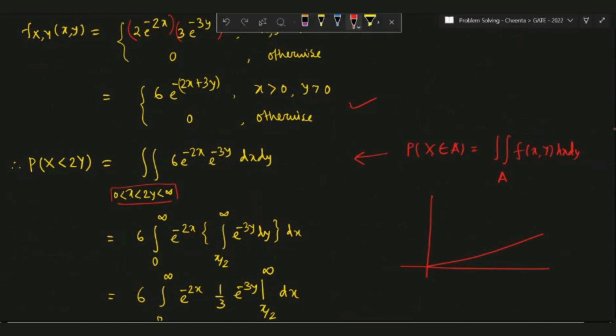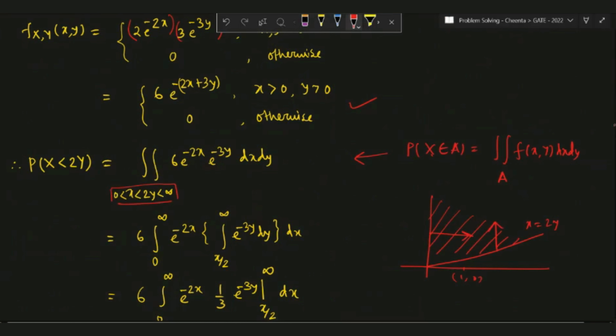This passes through the line x equal to 2y, and we need to find the region x greater than 0, y greater than 0. We also need to find the region x less than 2y, where x is less than 1. So this is the point 1, 0. Here x is greater than 2y, and this will be the required region. So we first take the value of x to be 0 to infinity, and then y will vary from x by 2 to infinity.